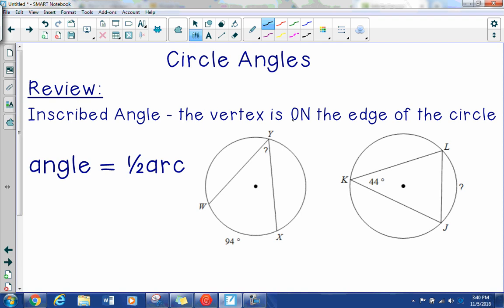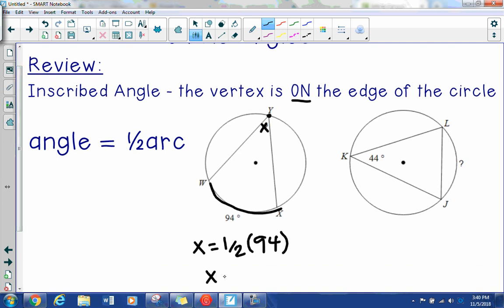This is where the vertex is on the edge of the circle, and the relationship you use there is that the angle is equal to 1/2 of the arc. So in this example, this is an inscribed angle that they want, and so we'd say that that angle is equal to 1/2 of the intercepted arc out here, which is 94. And so 1/2 of 94 tells us that that angle must be 47 degrees.